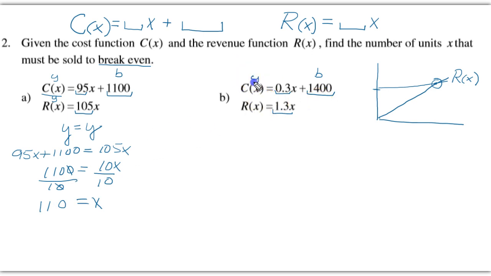We can substitute a y for each of these, and then we have the equation y equals y. So this will be 0.3x plus 1400 equals 1.3x. Subtract 0.3x from both sides, and this just gives you 1x here, and that's 1400. So this case worked out very easily. We would have to sell 1400 units to break even.